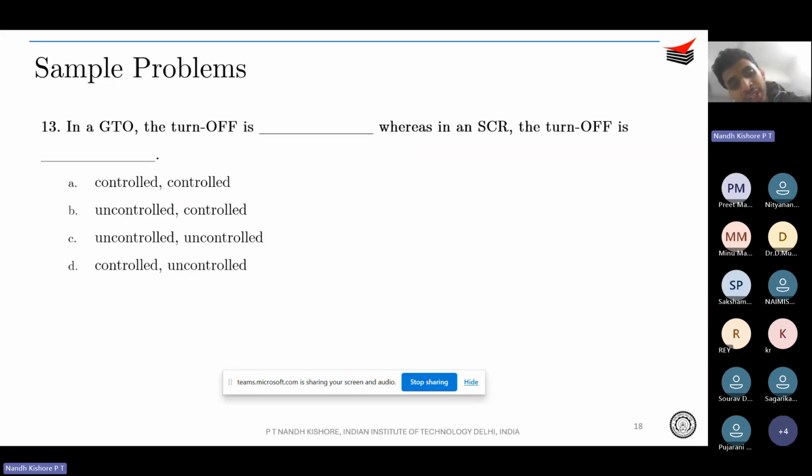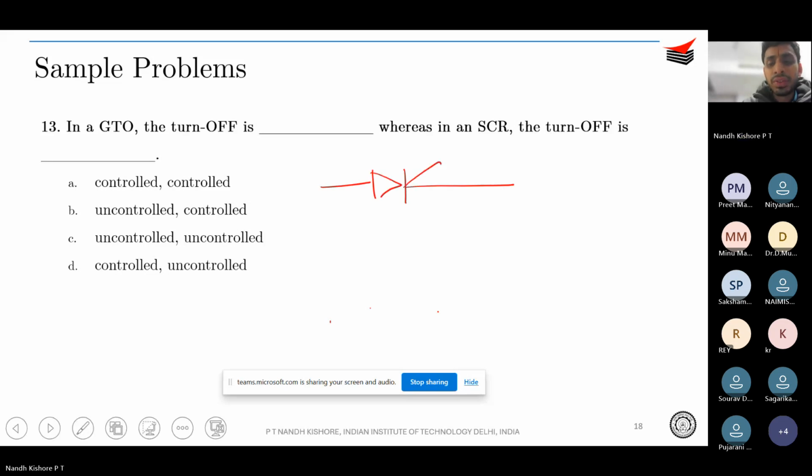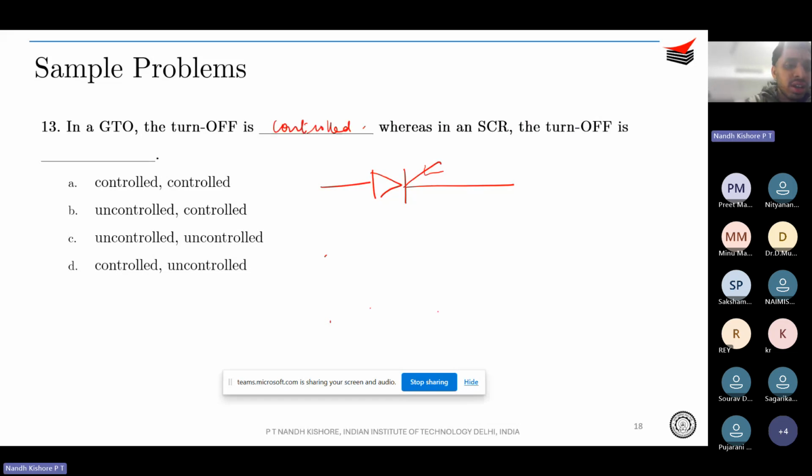In a GTO, the turn off is dash, whereas in an SCR, the turn off is dash. So I think we discussed this elaborately. In an SCR, the turn off is uncontrolled, right? Whereas in GTO, the turn off is also controlled. So in GTO, the turn off is controlled. In SCR, the turn off is uncontrolled.